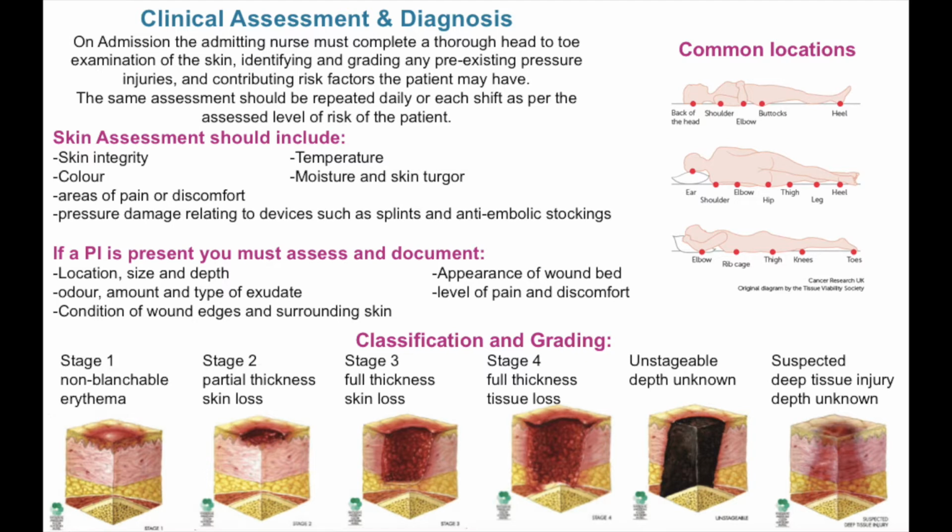Stage 1, non-blanchable erythema. Stage 2, partial thickness skin loss. Stage 3, full thickness skin loss. Stage 4, full thickness tissue loss. Unstageable, depth unknown, and suspected deep tissue injury with the depth also unknown. Very common locations for pressure injuries include the back of the head, shoulder, elbow, buttocks, heels, ears, hips, thighs, rib cage, knees and toes.